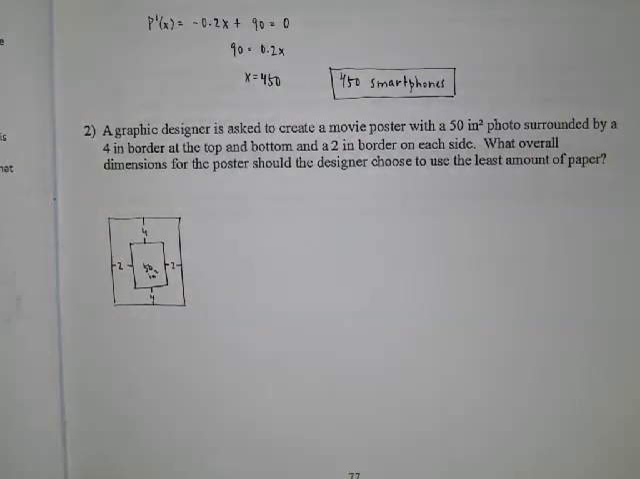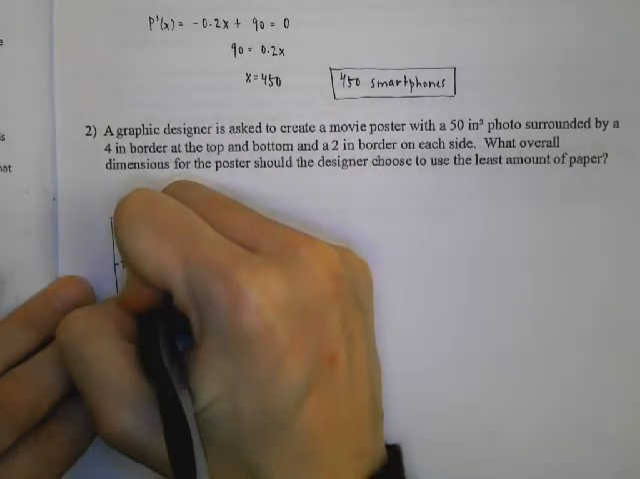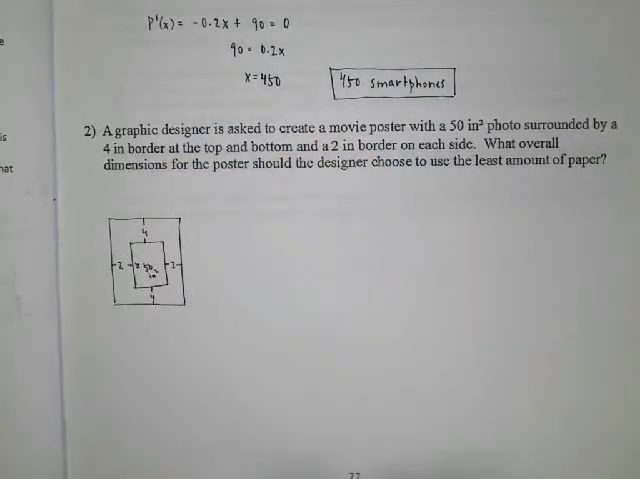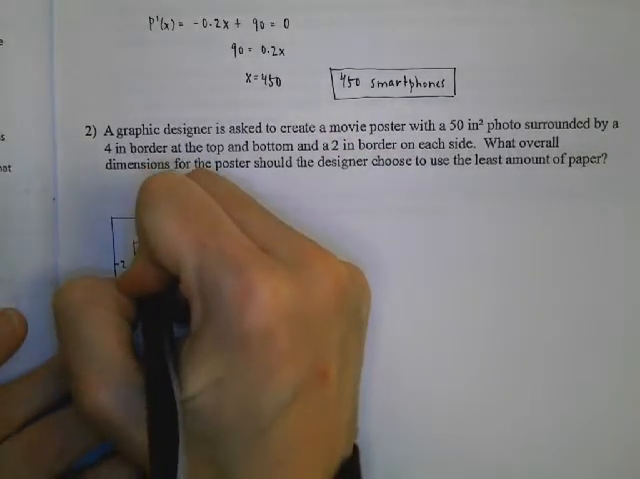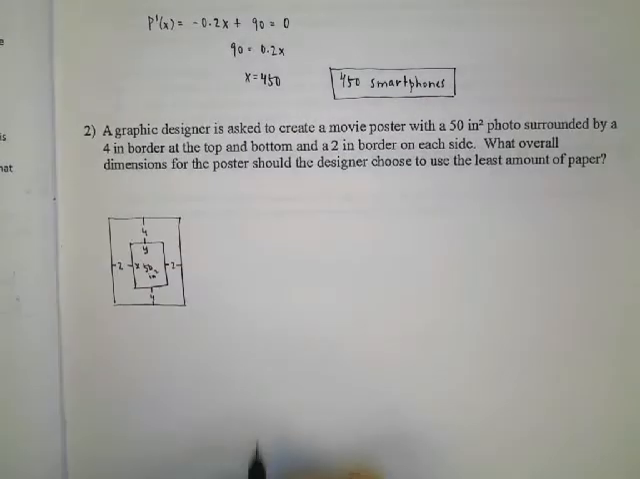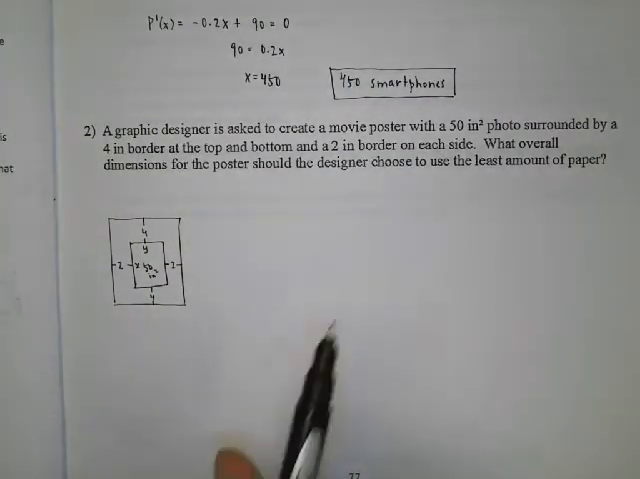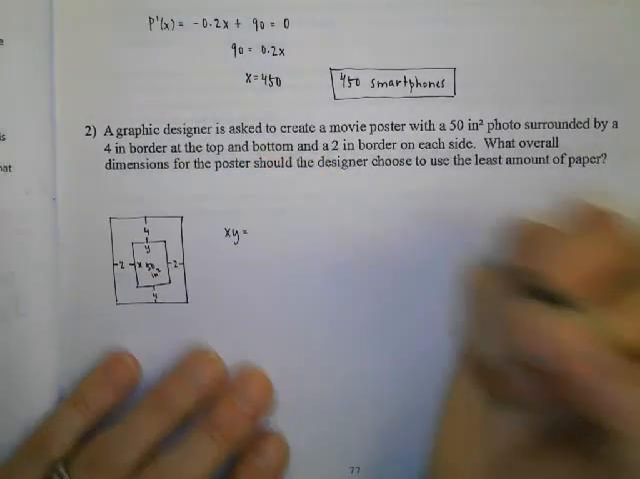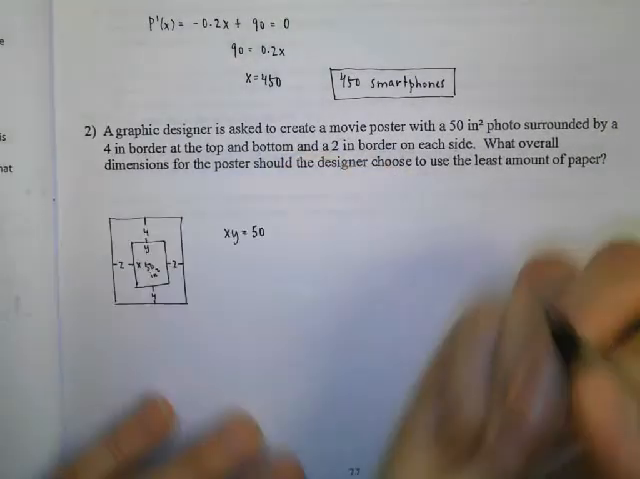So now the question is, what should the overall dimensions of the poster be if the designer wants to use the least amount of paper? So I need to assign a couple variables here. I'm going to assign x to be the height of my poster, not including the border. And I'm going to let y be the width of my poster, again, not including the border. So I know from what they told me that x times y, the area of that photo, is equal to 50.